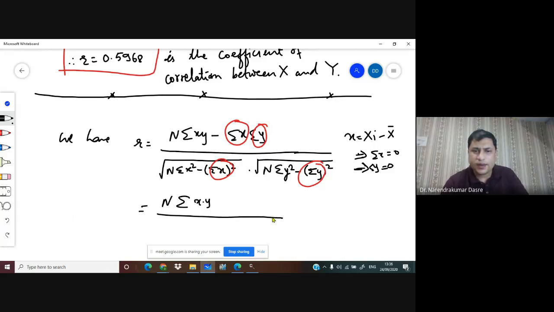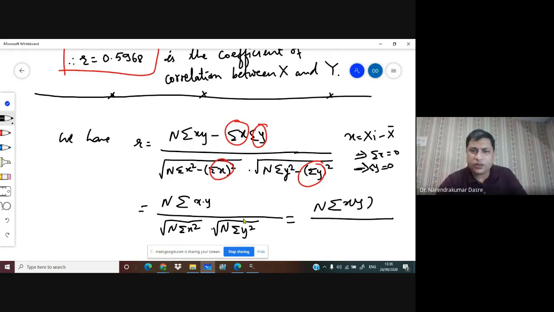X into y, and what remains in the denominator is root of n into summation x square, and here it remains root of n into summation y square. So what I can do is I have n times summation x into y, and this I'll be having root n root of summation x square, root n root of summation y square.